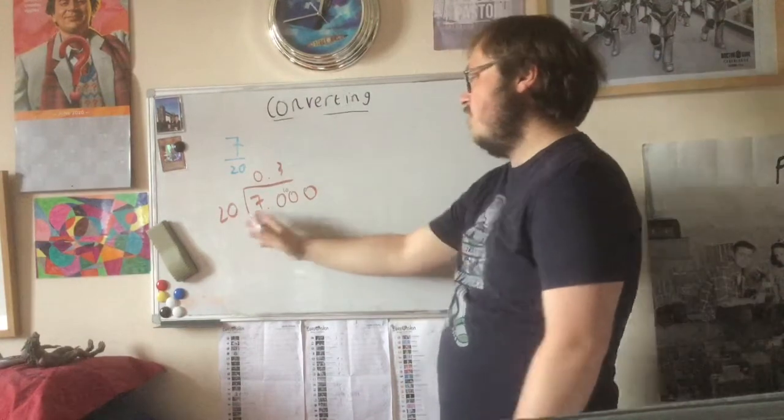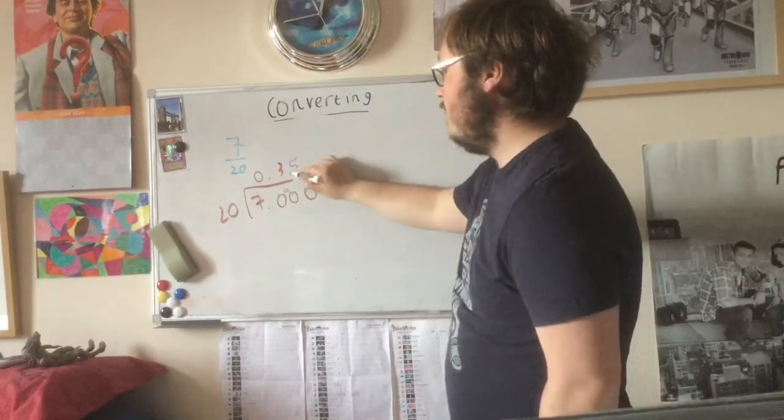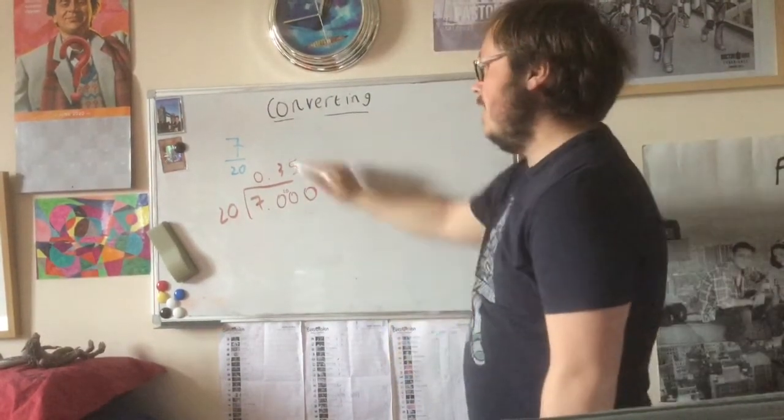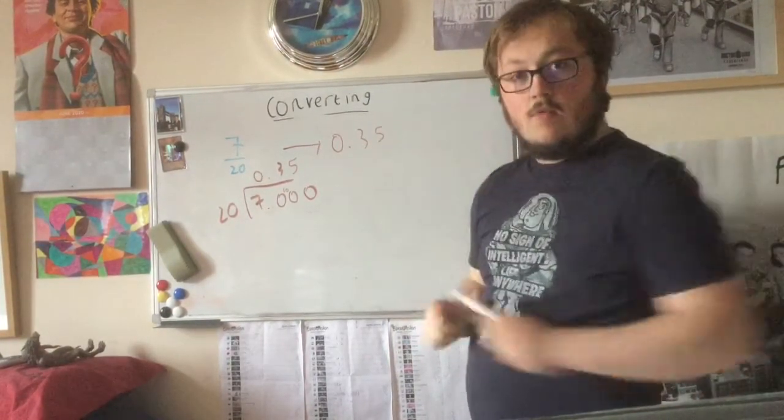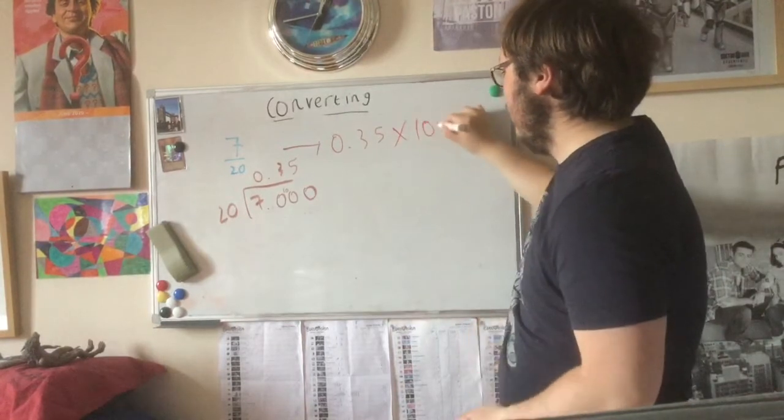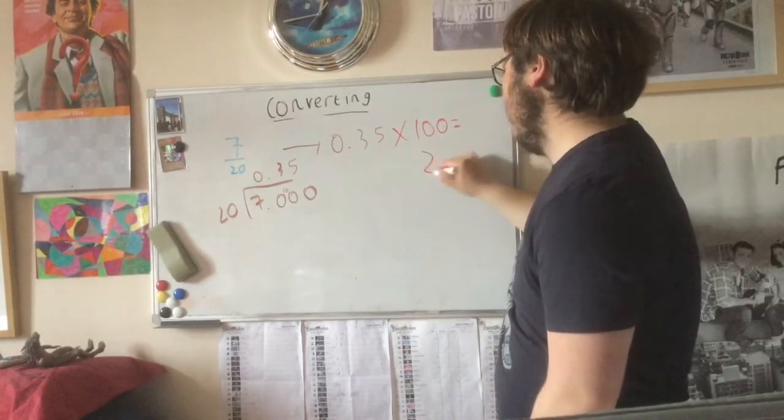How many 20s go into 100? 5 with a remainder of 0. So we leave it. So the converted fraction is 0.35. Then what we do, we multiply it by 100, and that will get us 35%.